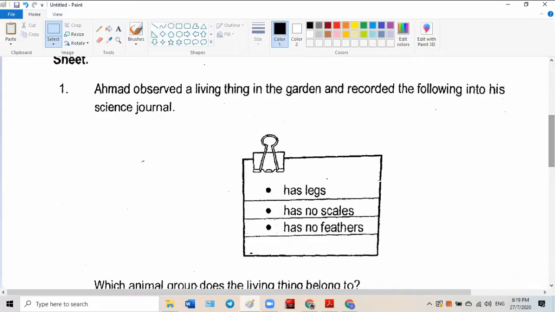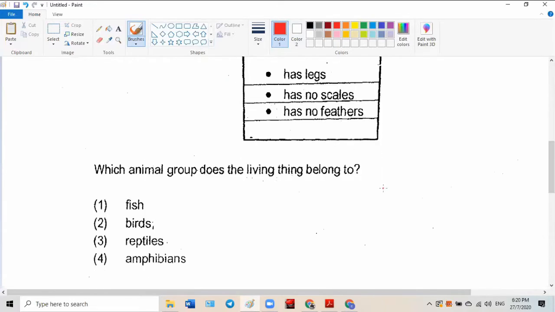All right, Ai Tong School MCQ. Ahmad observed a living thing in the garden and recorded the following into his science journal. It has legs. No scales, so that means it cannot be a reptile, right? Reptiles have scales. No feathers means no bird, right? So what does it belong to?